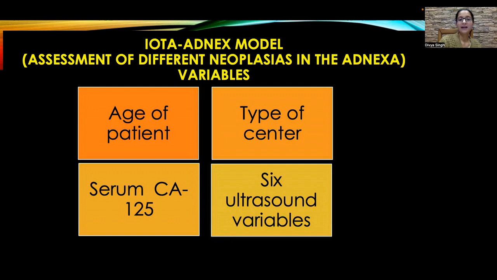So by applying the ADNEX model, one can characterize or understand whether the mass is benign or malignant, and also it gives the risk of the various kinds of pathologies, whether the mass can be a borderline ovarian tumor, whether it can be a stage 1 ovarian cancer, or a metastasis to the ovary. So it can not only help in differentiating benign from malignant, but also give an idea as to what type of tumor we can see in the adnexa.